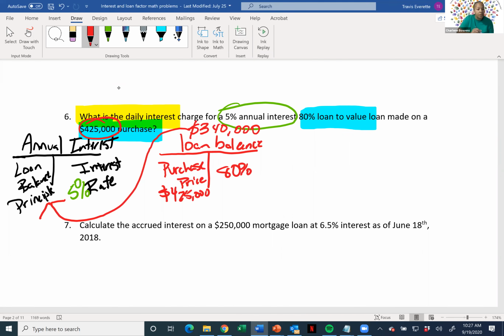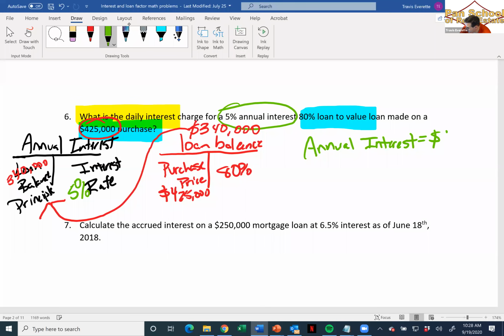It does. So if I slide that $340,000 over here and multiply it by 5%, well, my annual interest, I'm going to write this down, equals $17,000. Do you see where that number comes from? Yes. But they didn't ask me for annual, they asked me for what? Daily. And how many days are there in a year in this class?